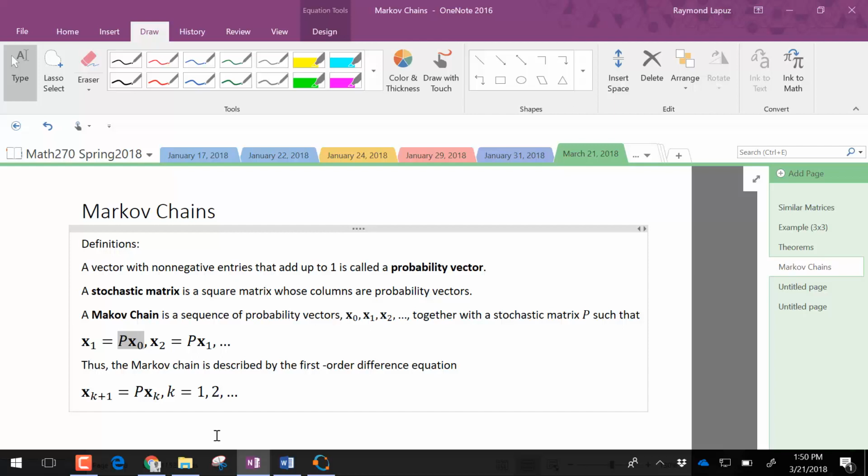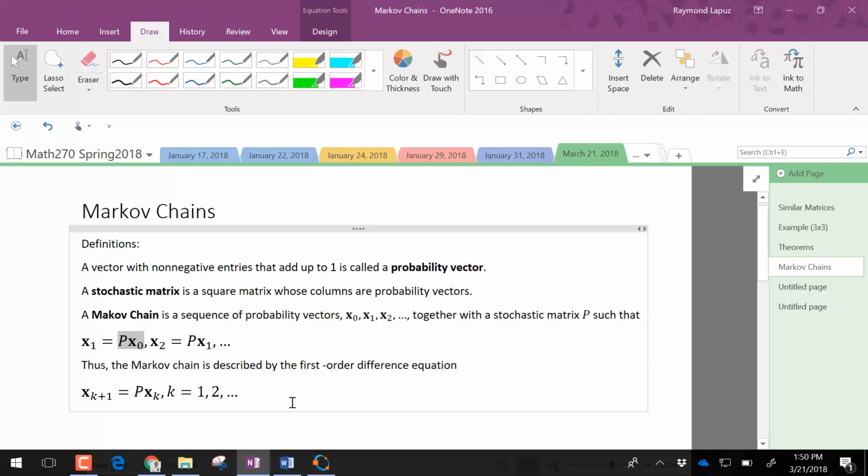It will give you the next vector in the chain, x1. And then you take that, apply that to the matrix again, and you're going to get the next vector in the chain. And then you keep doing that, and you keep getting more and more vectors.